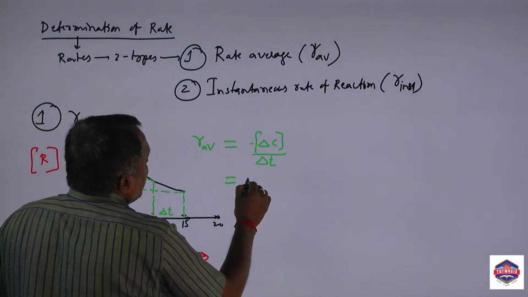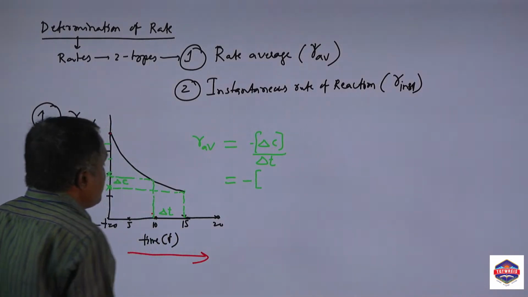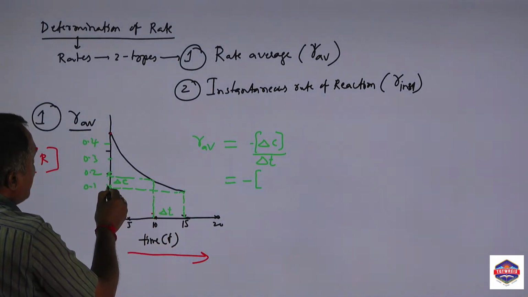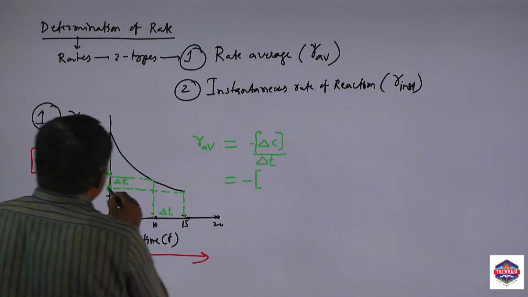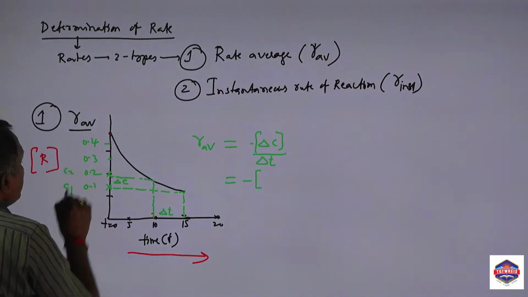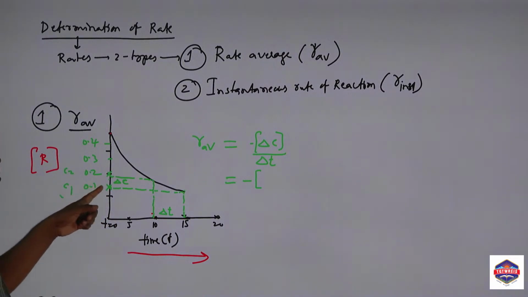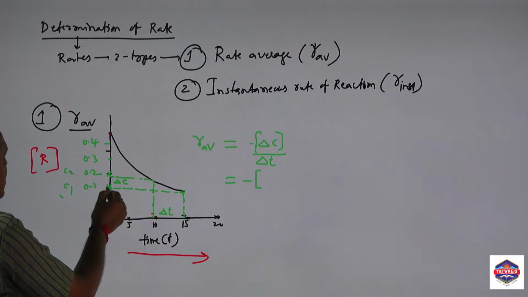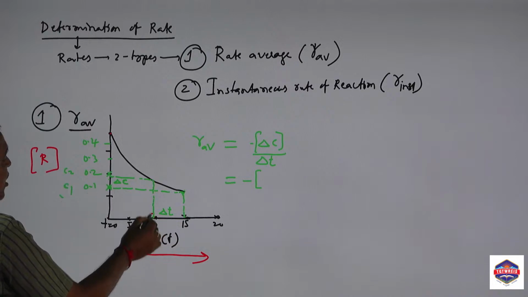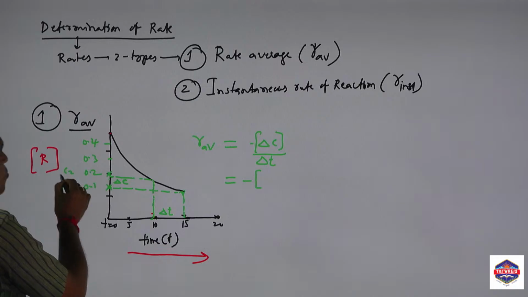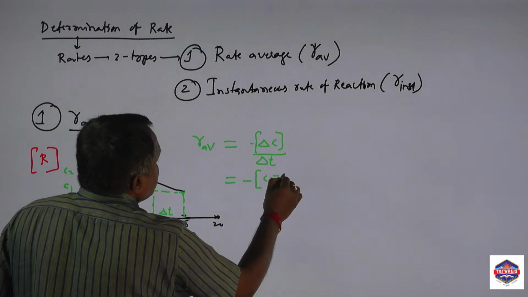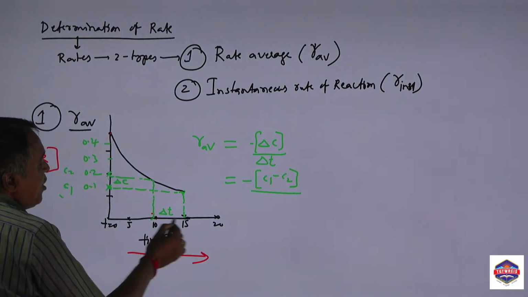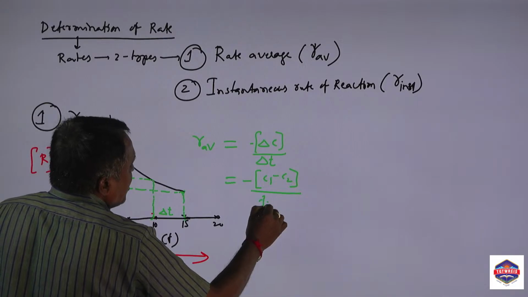What is delta C? At 15 minutes we have 0.1. Suppose this is C1 and this is C2. C1 is the concentration of reactant at 15 minutes, and C2 is the concentration of reactant at 10 minutes. Therefore, delta C means C1 minus C2, and delta t means 15 minus 10, which means t2 minus t1.